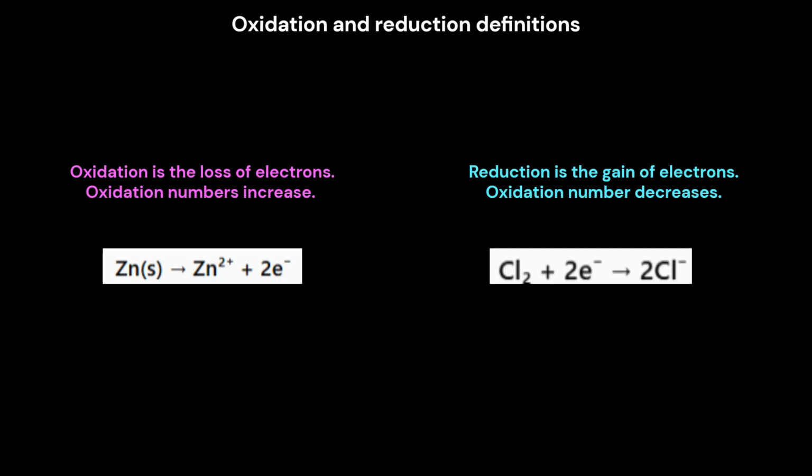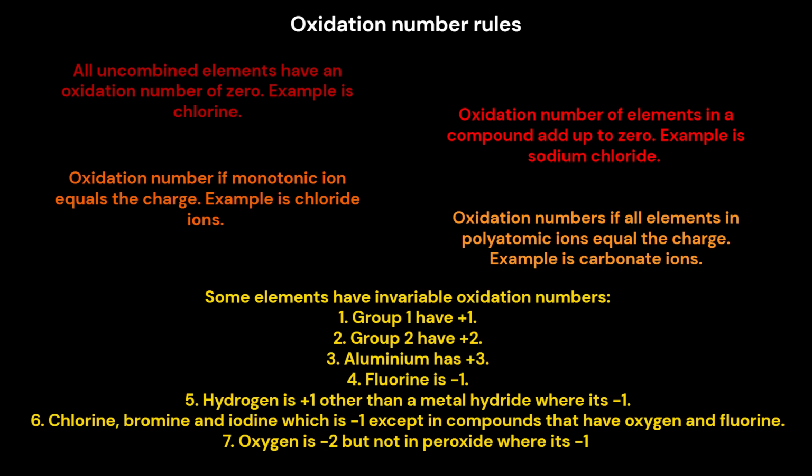Redox. Oxidation and reduction definitions. Oxidation is the loss of electrons. Oxidation number increases. Reduction is the gain of electrons. Oxidation number decreases.